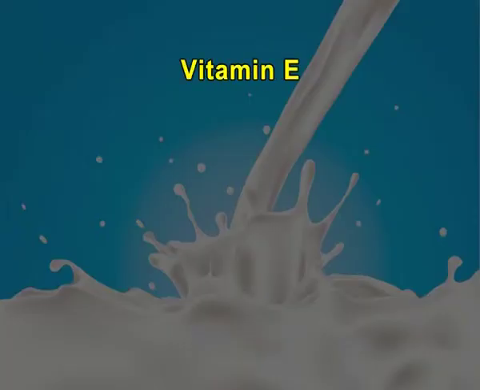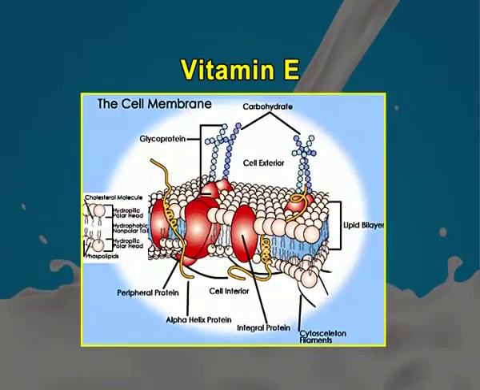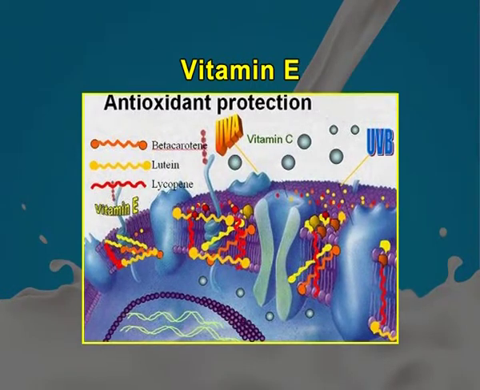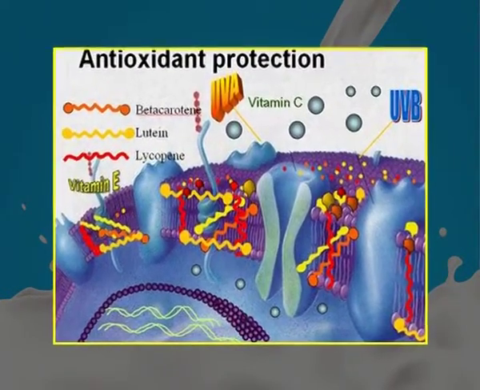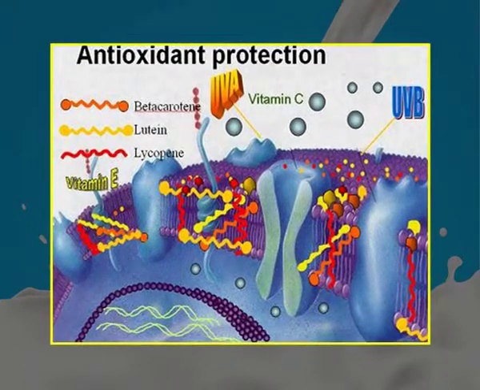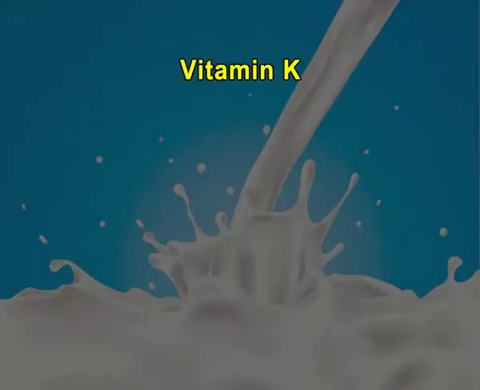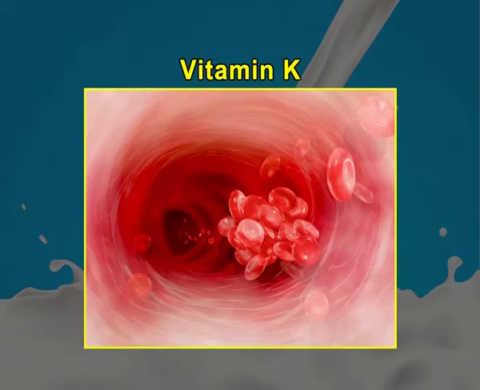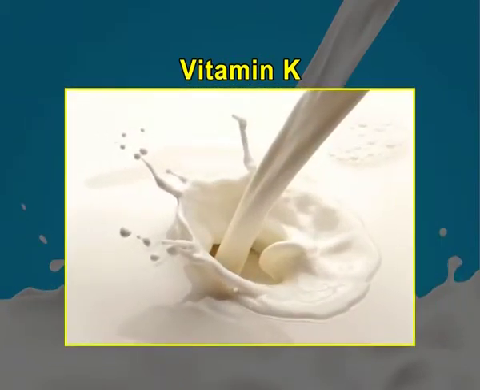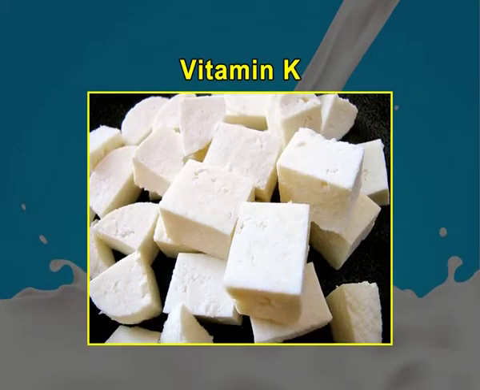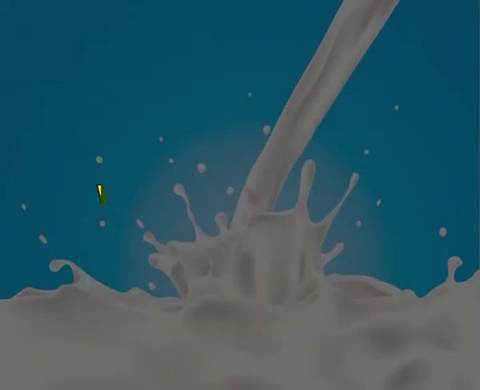Vitamin E plays an important role in preventing damage to structures such as cell membranes. Vitamin E acts as an antioxidant and has been linked with reducing the risk of cancer. Vitamin E is naturally found in low levels within the milk. Vitamin K is essential for correct blood clotting. There is little or no vitamin K naturally found in milk, although smaller amounts may be found in cheese.